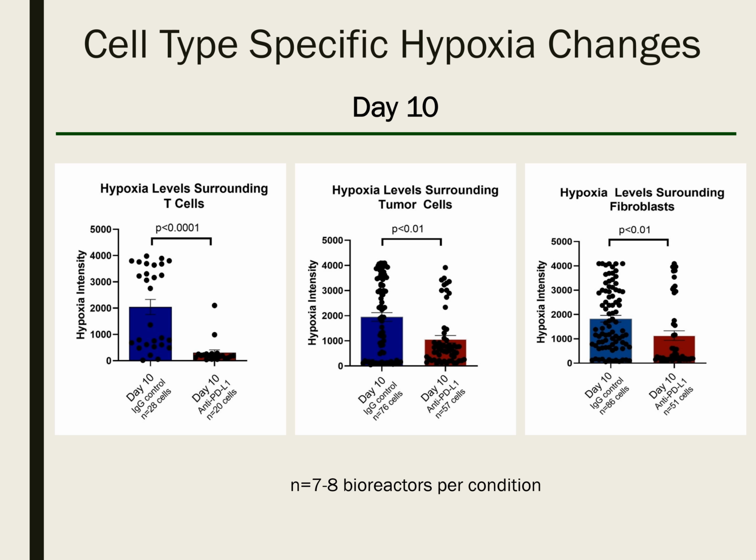So we also wanted to measure cell type specific hypoxia changes at day 10. And so for our day 10 results, we could also see the effect of checkpoint inhibition on T cells because we added that Hoechst dye. So we saw that along with the tumor cells and fibroblasts, hypoxia in T cells was significantly reduced at day 10 following anti-PD-L1 treatment as compared to the IgG control. This makes a lot of sense since we know that the PD-1-PD-L1 interaction causes T cell exhaustion as well as apoptosis. So the reduction in hypoxia levels in tumor cells and fibroblasts was also consistent with what we saw at day 5.